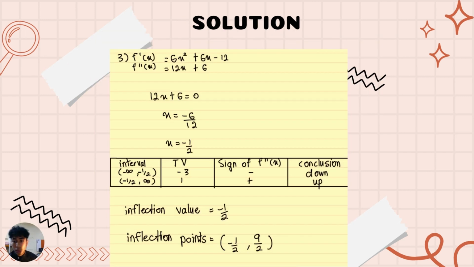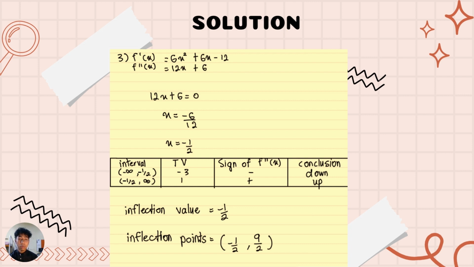Next, we want to find the intervals where f is concave up and concave down and determine the inflection point. First thing first, we have to find the second derivative of f(x). How to find the second derivative? We just differentiate the first derivative, which is 6x squared plus 6x minus 12. After the differentiation, we got 12x plus 6. And after the calculation, we got x equal to -1/2.